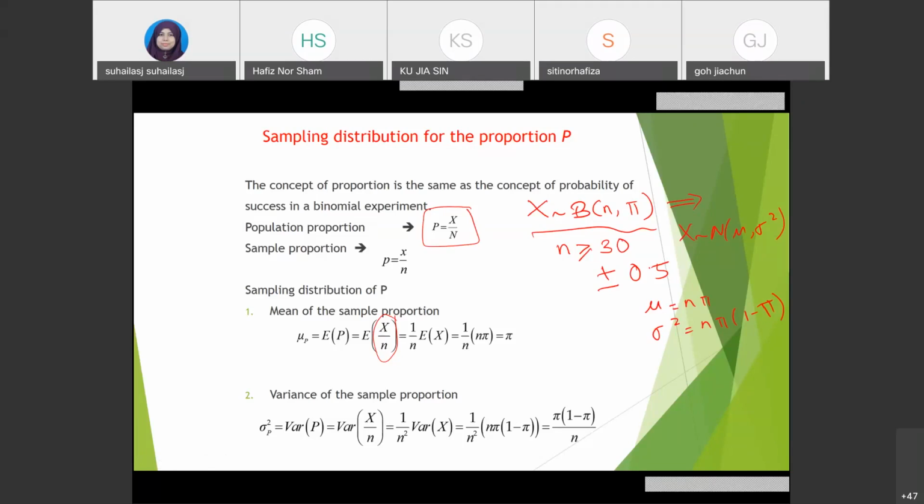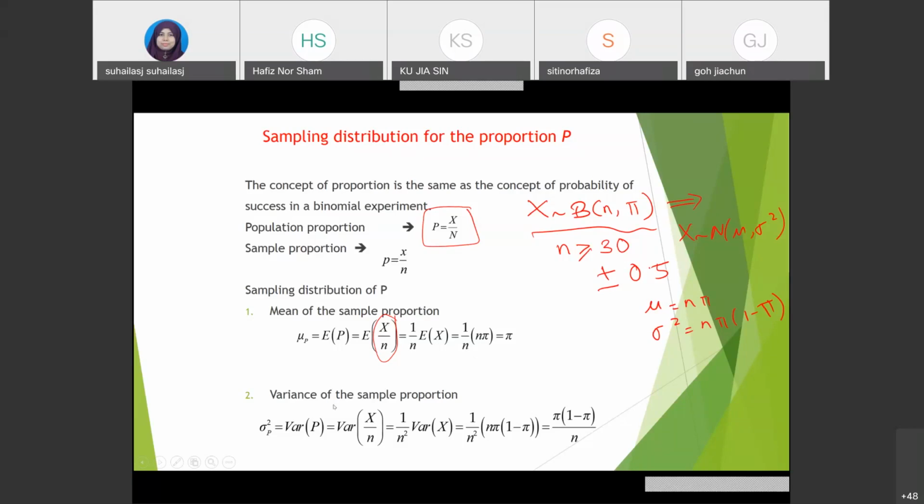When we compute the sample proportion, it is just X over N. So again, we need to compute the mean of the sample proportion, the expected value of capital X over N. It becomes 1 over N times E(X), which comes from the binomial. That means your mu is N pi. So we replace with N pi, cancel out N, and you get pi.